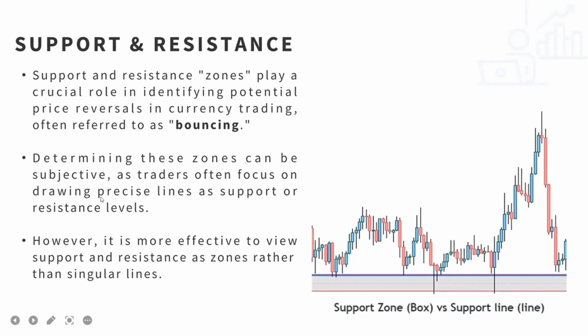Determining these zones can be subjective as traders often focus on drawing precise lines as support or resistance levels. However, it is more effective to view support and resistance as zones rather than a singular line. So sometimes we draw a line which represents our support level, but the best practice is, instead of a line, you should draw a box which will represent your support zone, and this box will act as your support area.